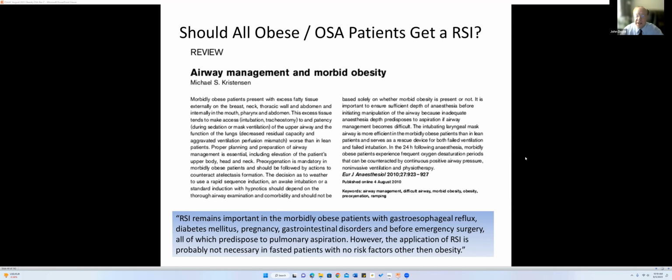However, a new issue has come up with some new agents to treat obesity, and I'll talk about them in more detail. Some of these delay gastric emptying to the point where they're potentially dangerous.